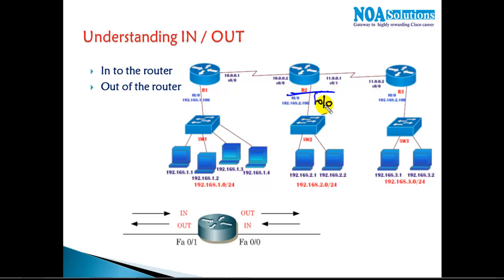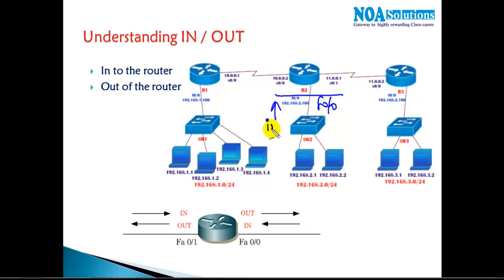In my scenario, if I take this as my interface, this is in and this is out. Always remember, into the router interface is in, and away from the router is out. Similarly, if I am implementing on this interface, this is in and this is out. This is a very important point to keep in mind, because when we implement ACLs, we should have a proper understanding of which is in and which is out. Suppose I am implementing on the S0/0 interface, this is in, this is out. But anyway, we are not implementing on S0/0, we are implementing on F0/0.